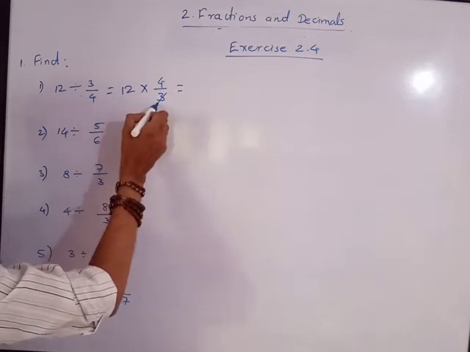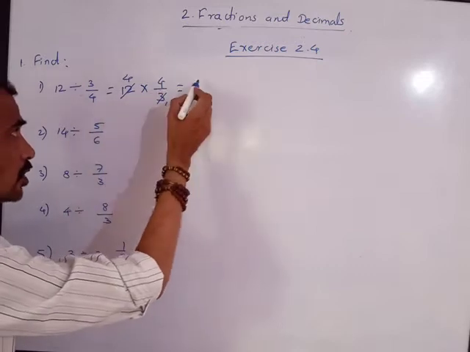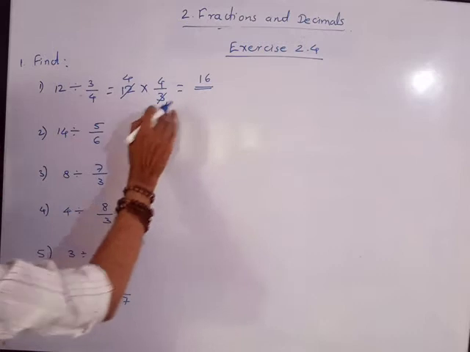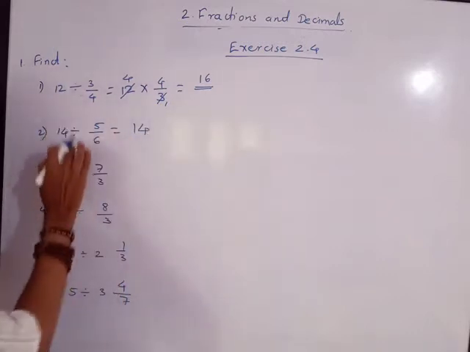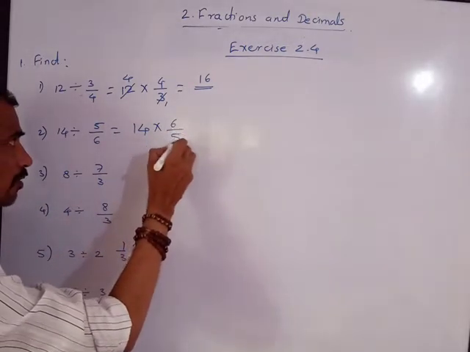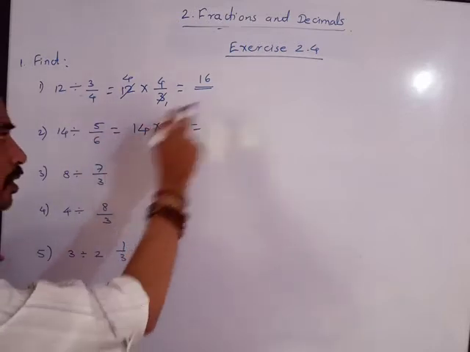3 1s are 3, 3 4s are 12, answer is 4 4s are 16, denominator is 1, there is no need to write denominator 1. So this is equal to 16. Next is 14 divided by 5 upon 6, multiplied by 6 upon 5. Please note, no number is reducible, so we will have to multiply directly.